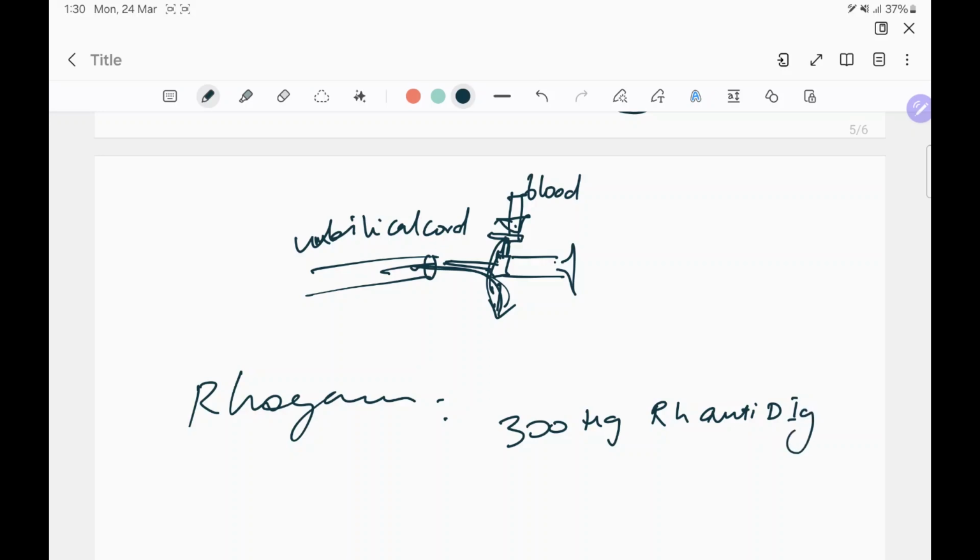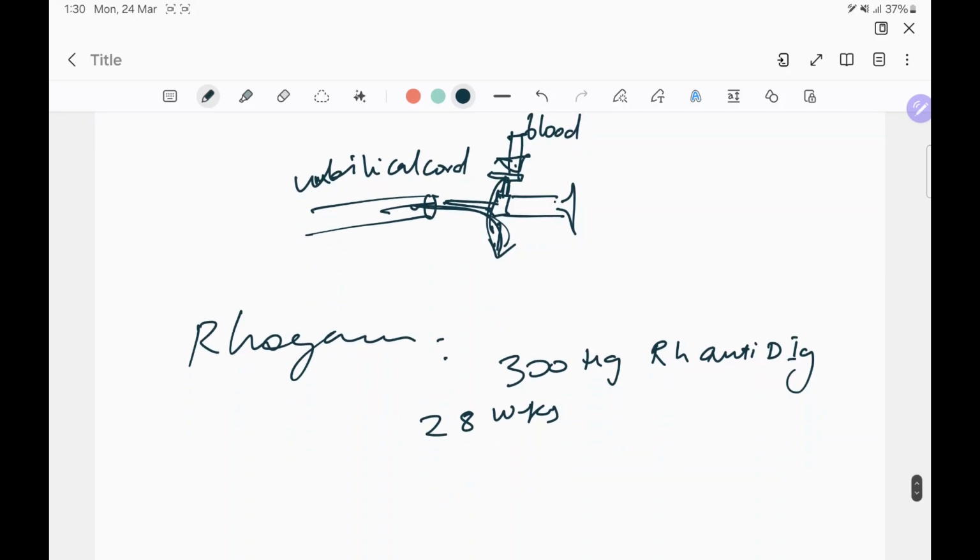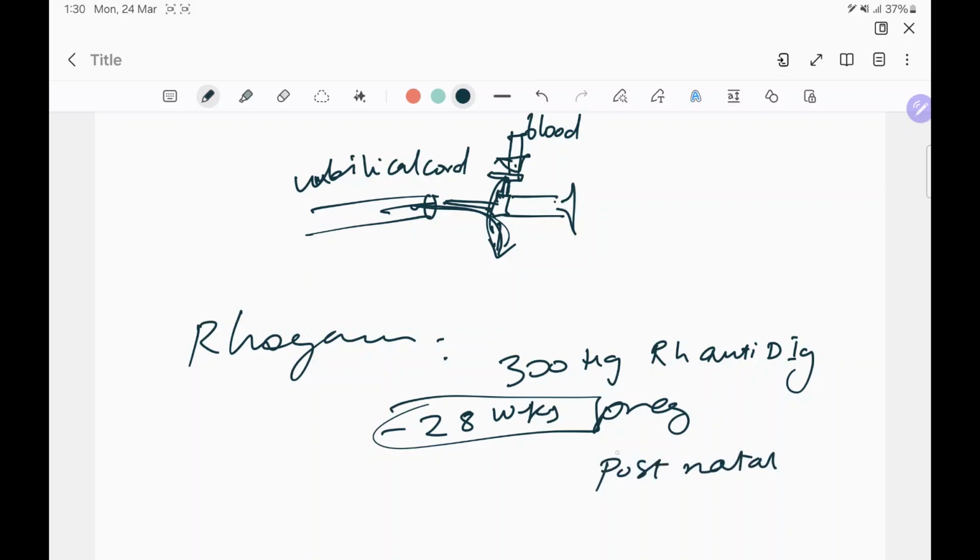It is given at 28 weeks of gestation, if you already know from blood testing that the mother is Rh negative, and then after pregnancy. So this is 28 weeks of pregnancy, and then after that, within 72 hours postnatally. Postnatally means after birth. Within 72 hours you give RhoGAM injections. Again, the same dose of 300 micrograms will be given to these people intramuscularly.